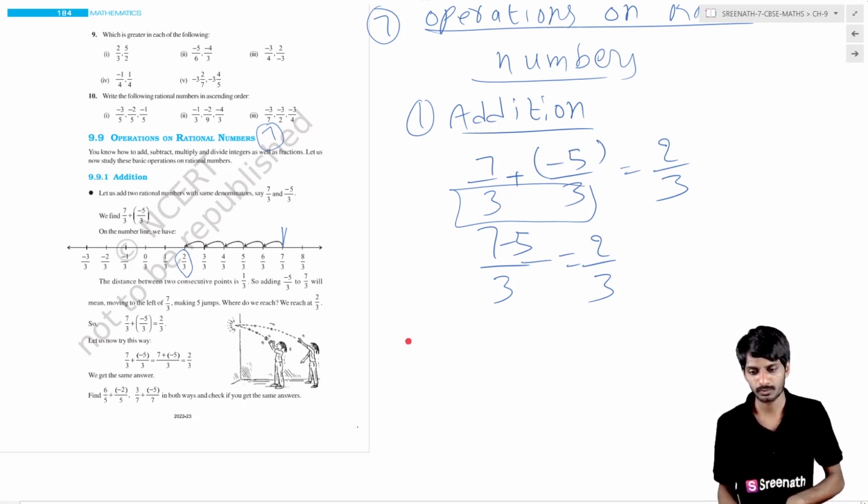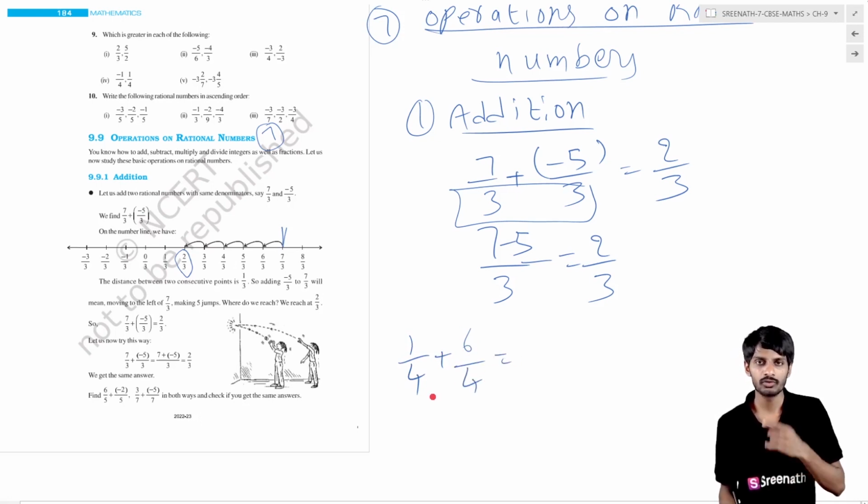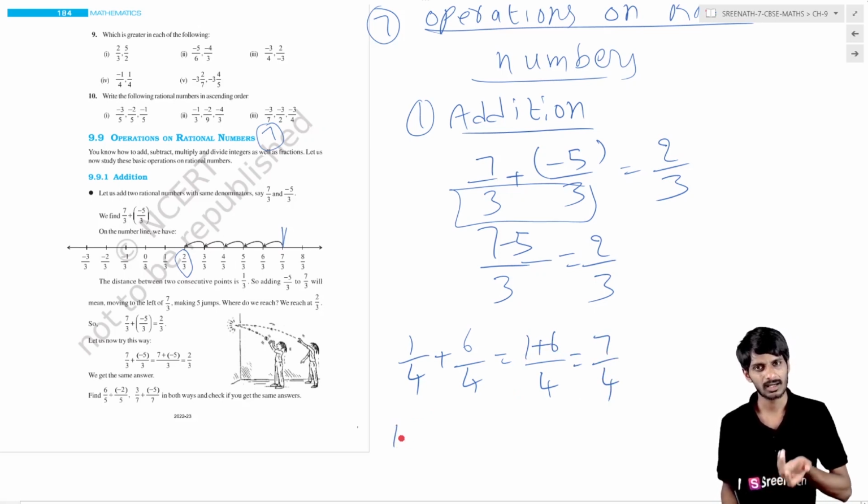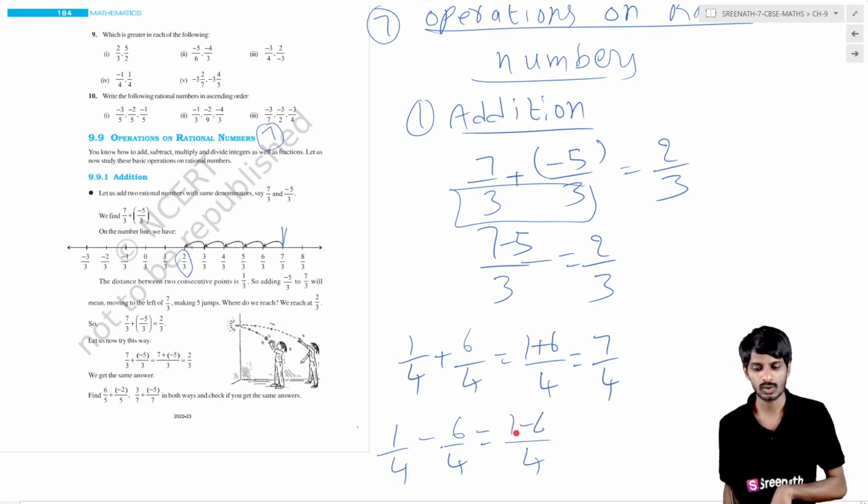For example, another example. Suppose 1 by 4 plus 6 by 4. How will you add? Basically the denominator is same, so just simply write that number in the denominator, and in the numerator you have to add both these. So 1 plus 6 means 7 by 4. Subtraction is also similar. Suppose we have to subtract 1 by 4 minus 6 by 4. What you have to do? The denominator is same, so you just write 4, and 1 minus 6 in the numerator. That is 1 minus 6 is minus 5 by 4.